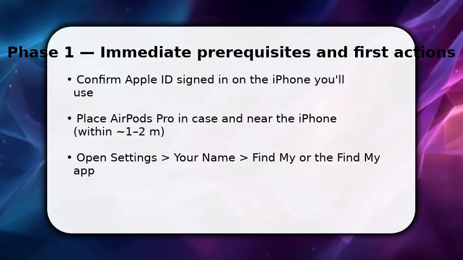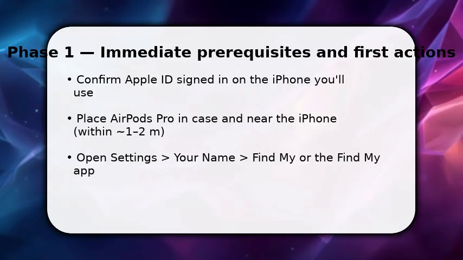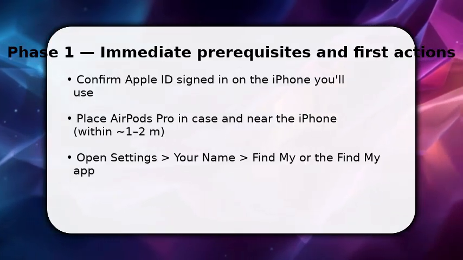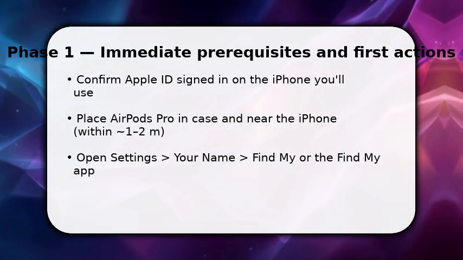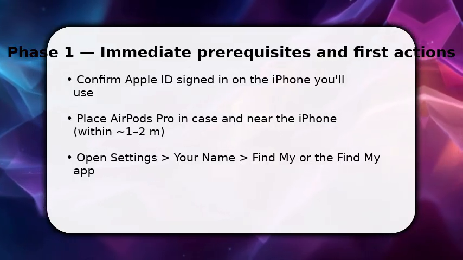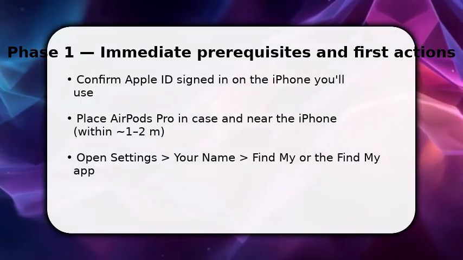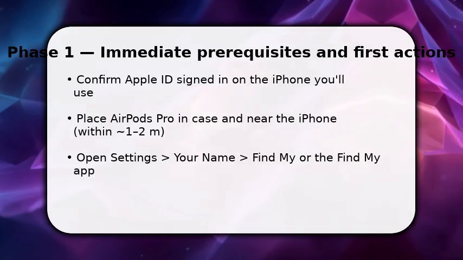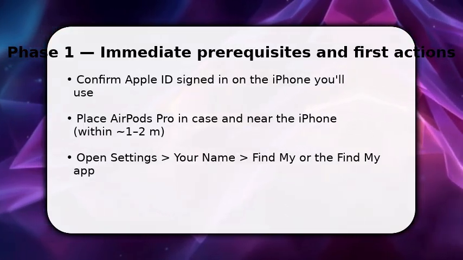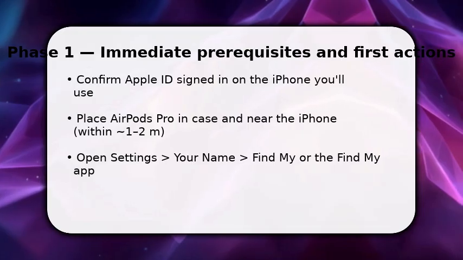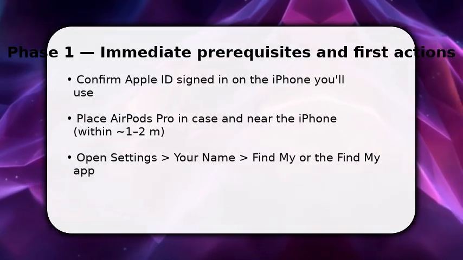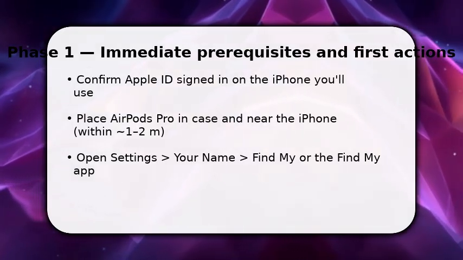You start by making sure the iPhone is using the same Apple ID that registered the AirPods Pro. This is why authentication matters. Once done, keep the AirPods Pro in their case and near the phone so the device appears in Find My. Open Settings, then tap your name and Find My, or launch the Find My app directly. This lets you see devices tied to the account.